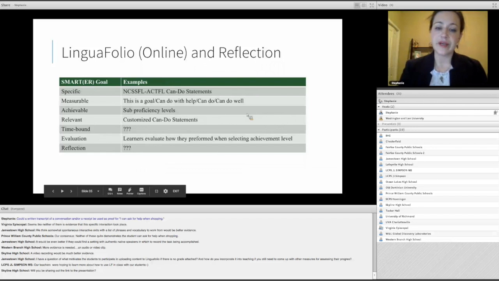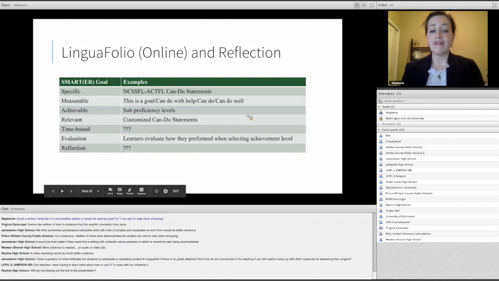Closing thoughts. Linguafolio Online and reflection. It's a tool. So if we think about Linguafolio and Linguafolio Online, we know we have specific goals with the can-do statements. We know that they're measurable. We just have this is the goal, this holistic scale. We know that they're achievable because they're even divided into sub-proficiency levels. And we know that they're relevant because we can customize can-do statements to meet our context.